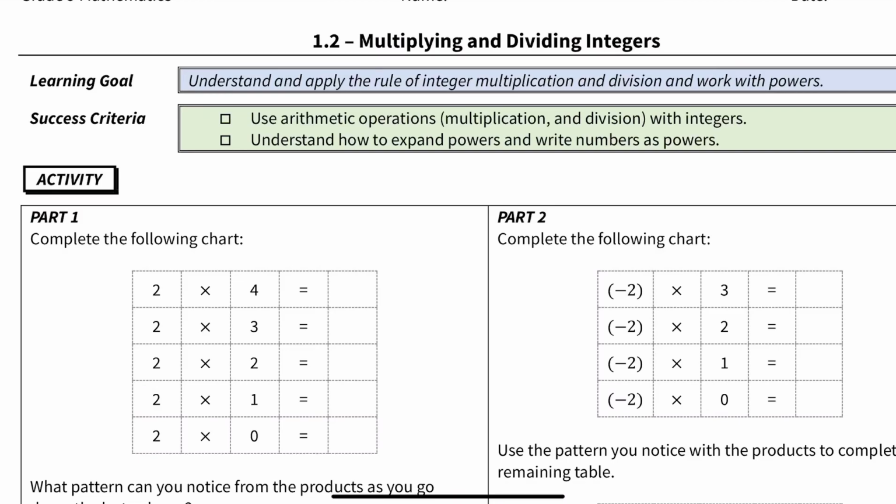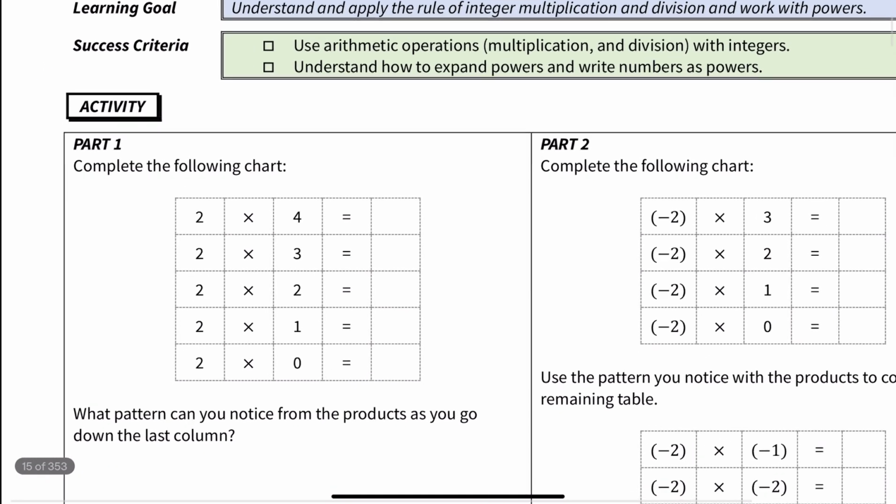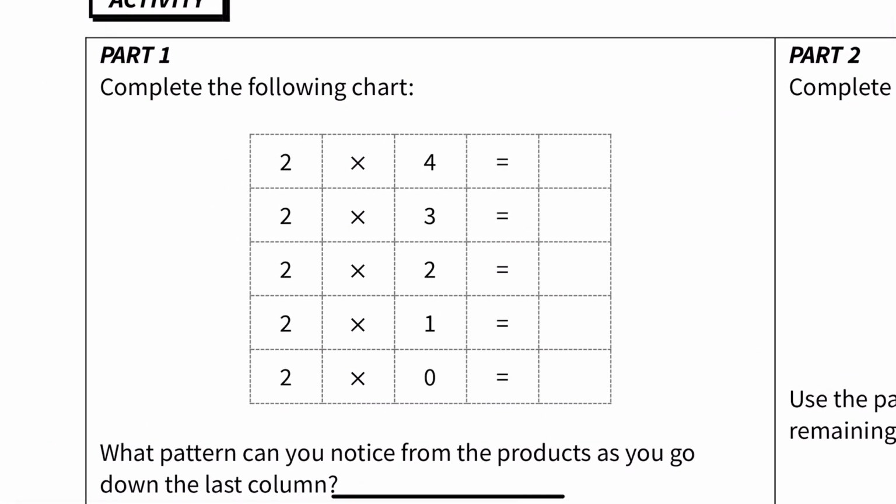Okay, 1.2, multiplying and dividing integers. Let's begin with an activity. Part 1, complete the following chart. 2 times 4 is 8. 2 times 3 is 6. And we're going to keep decreasing by 1 here.